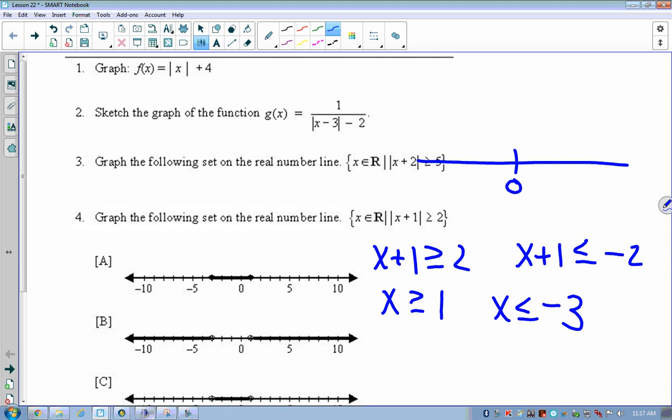Number line, I got 0, negative 3, 1. Closed or open circles? Closed. Okay. Are these conjunctions or disjunctions? Are they going away from each other or towards each other? Okay, x is greater than 1, so goes that way. X is less than negative 3, goes that way. Okay? All right.